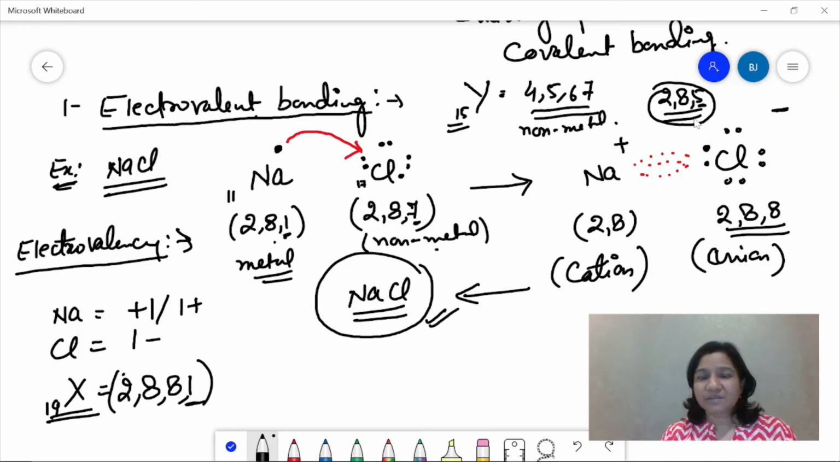So this is the formation. I explained electrovalent bonding by taking the example of NaCl. In my next video, I will discuss a few more examples of electrovalent bonding.